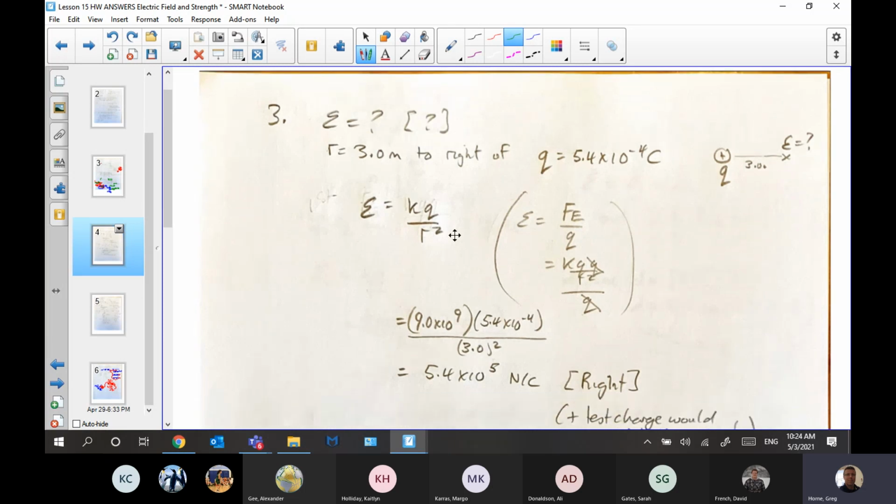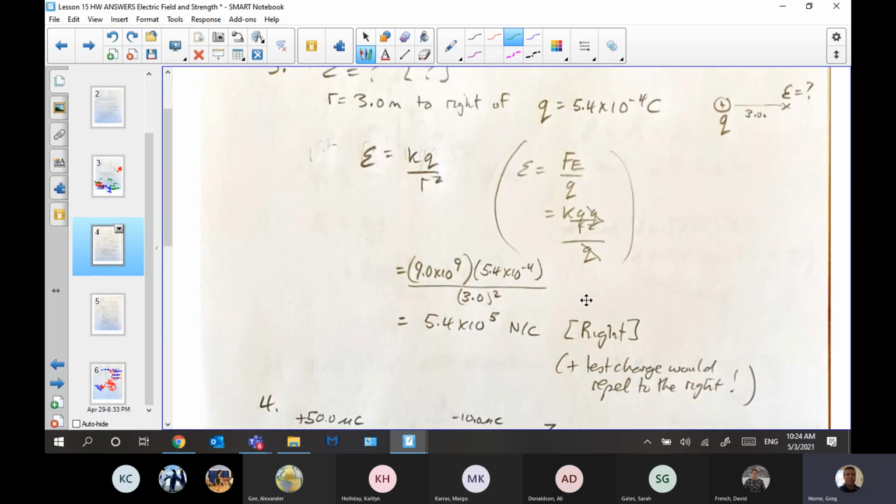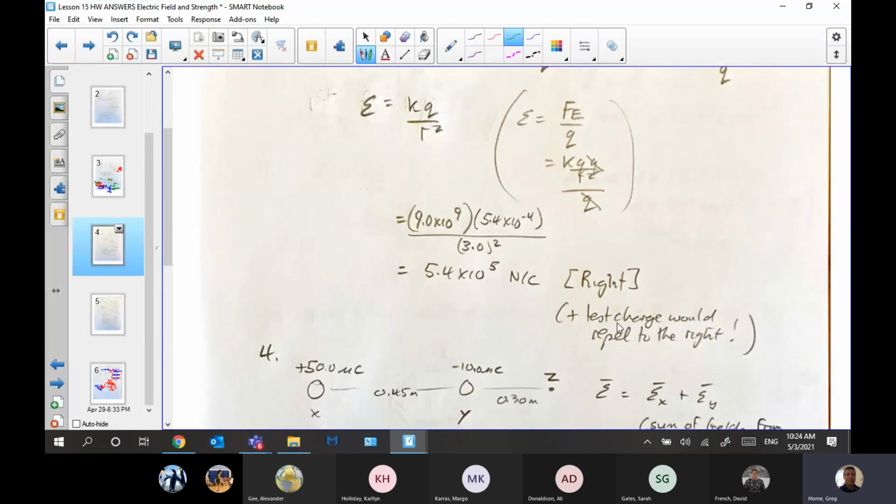This is the type where they've given you a distance and they've given you a charge and so on. So now we're talking about the kq over r squared. And I did put a reminder there: remember, that comes from knowing force per charge, the equation version. Plug in numbers, see what you get.